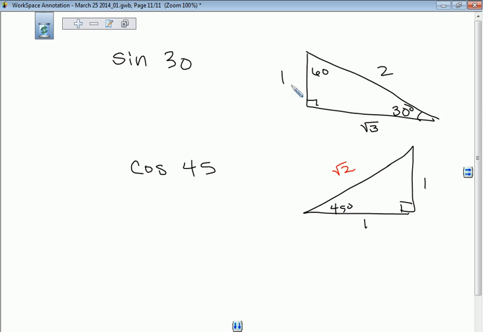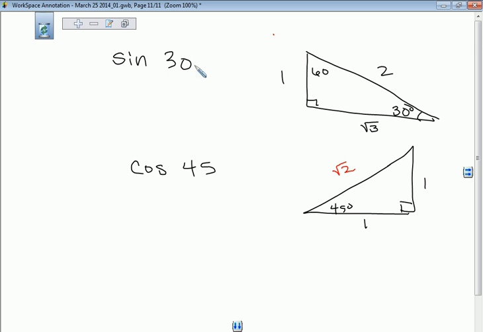We know that with a 30, 60, 90, it's x, 2x, x root 3. So the ratio will always simplify to 1, 2, and the square root of 3. No matter what these are, x to 2x simplifies to 1 to 2. It always simplifies to 1, 2, square root of 3.